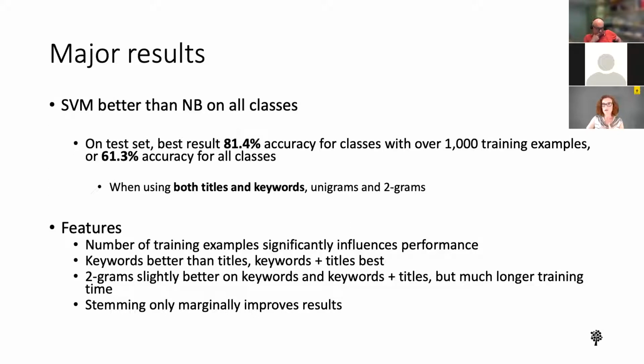We had almost no resources to do this research, so that's one of the reasons why we didn't go as far as we wanted to. It turned out that SVM performed better than naive Bayes, and 80% accuracy was achieved for classes that had enough training examples, but in reality, we don't have that, and then we have some 60% accuracy.